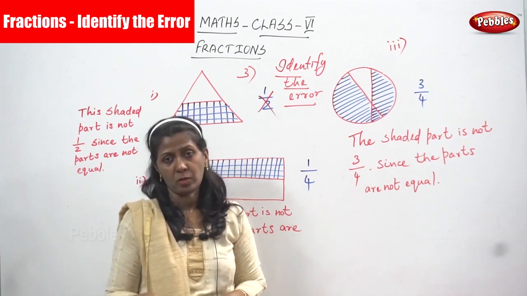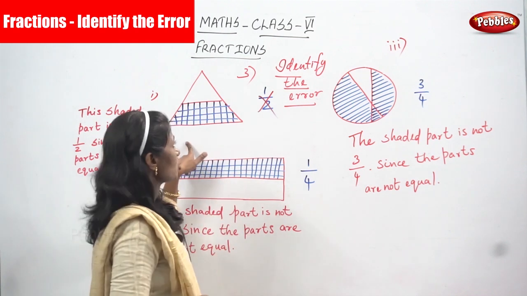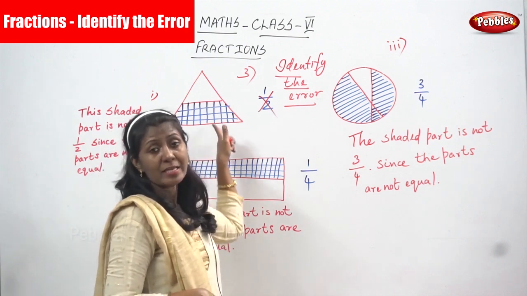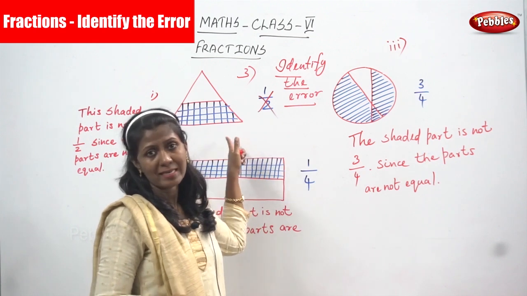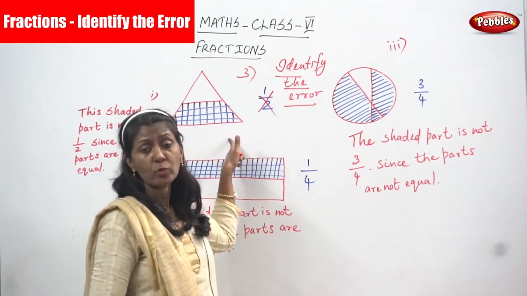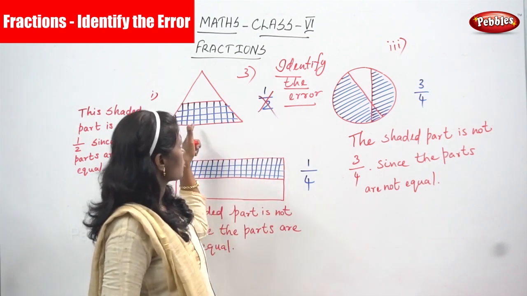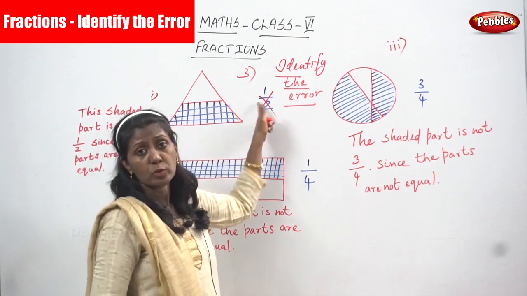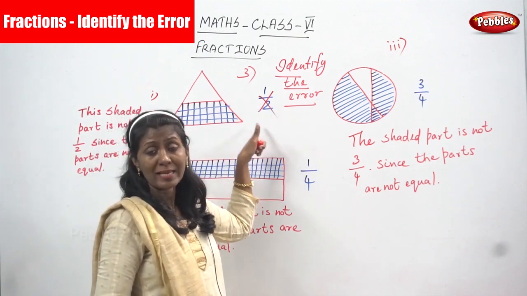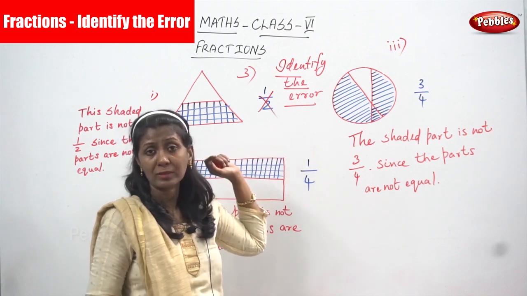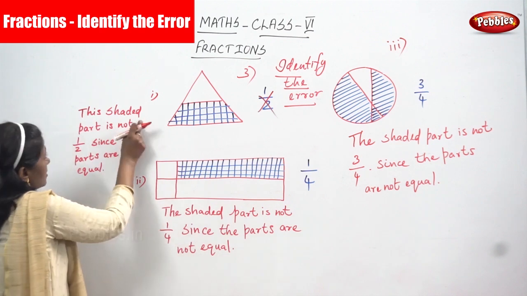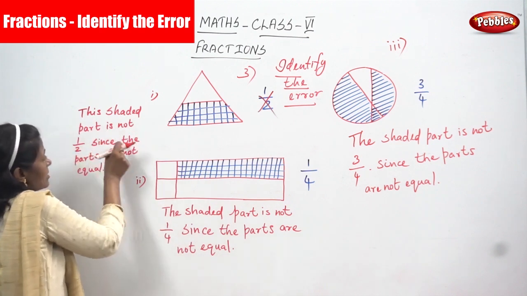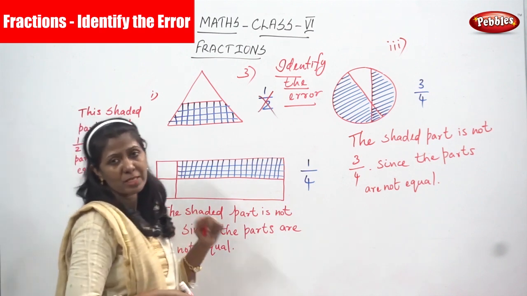Fraction means you have to cut into equal parts. That is very important, but this object is not cut into equal parts. That is what we find out. This 1 by 2 is not the exact fraction of 1 by 2. Otherwise we can say this shaded part is not half since the parts are not equal. That is what I have written.